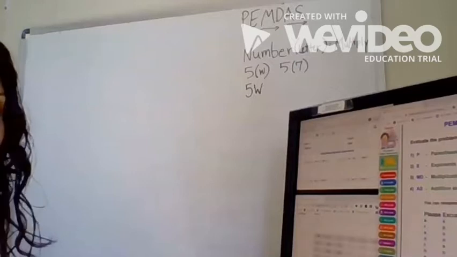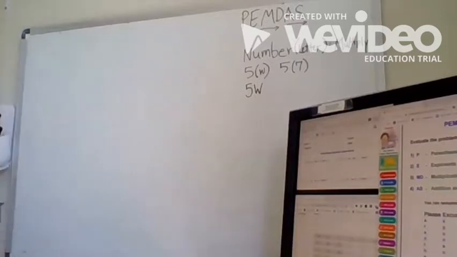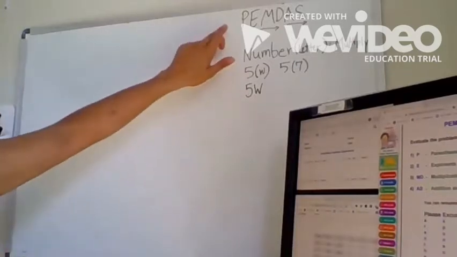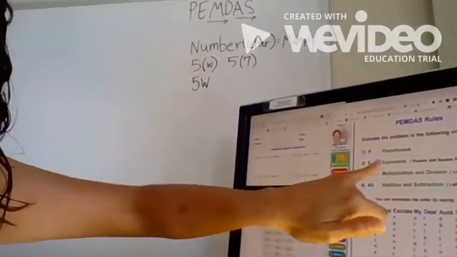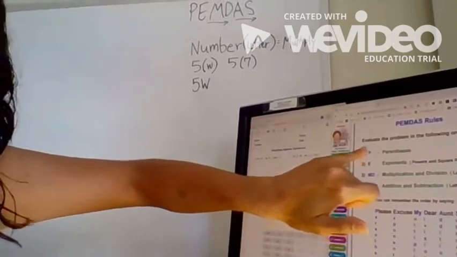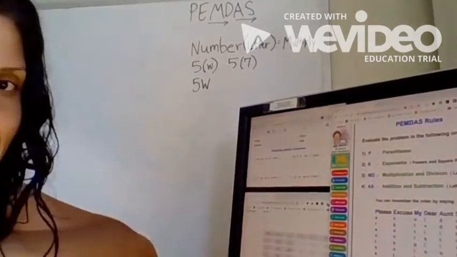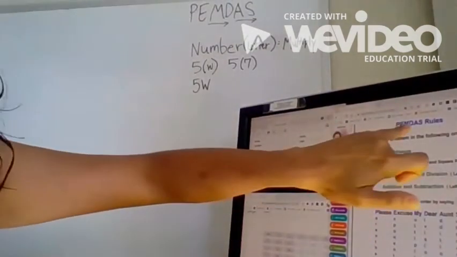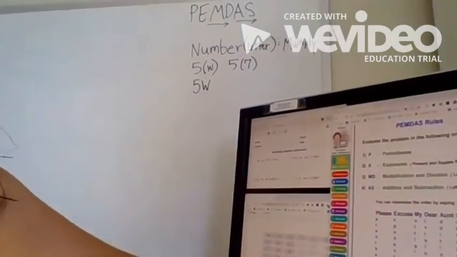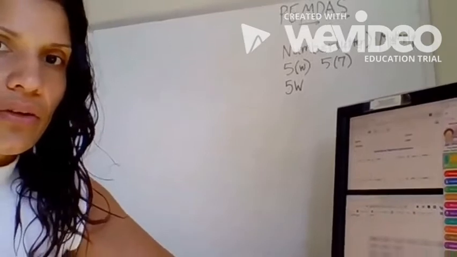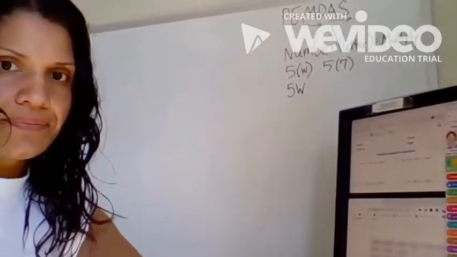We're going to need to remember a couple of things. So we're going to need to remember PEMDAS, which is right here in your notes attached. So remember, P is parentheses, E is exponents, M is multiplication and division, and addition and subtraction is A and S. All right, so we're going to focus a little more over here.